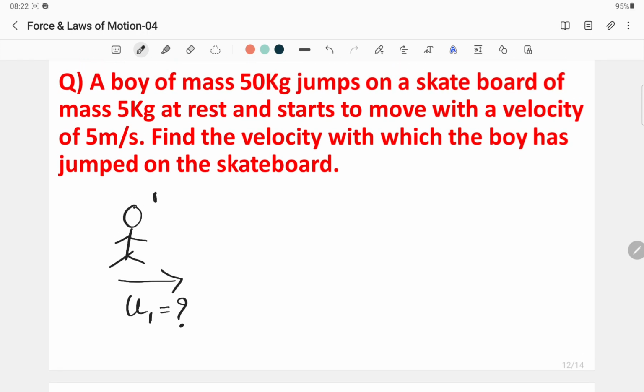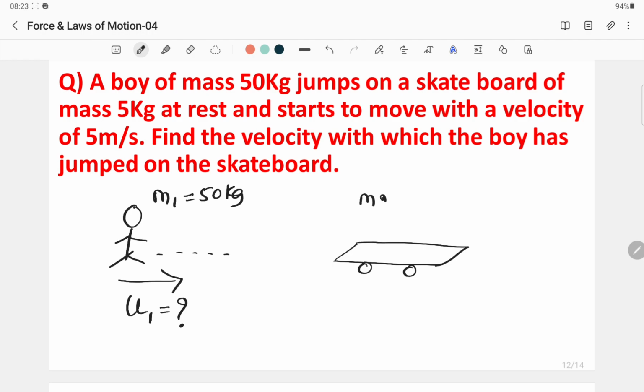And the mass of this boy, m1, is 50 kg. All right, so now he was running, and there was a skateboard kept here, with wheels. Now he is supposed to jump onto it. Now what is the mass of this skateboard?